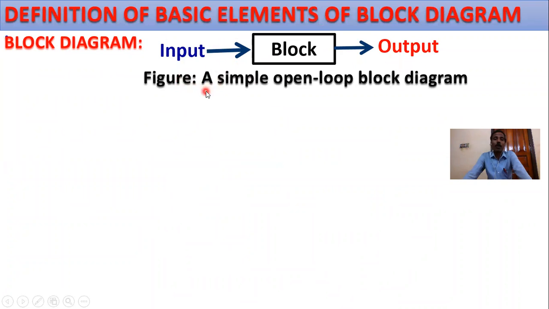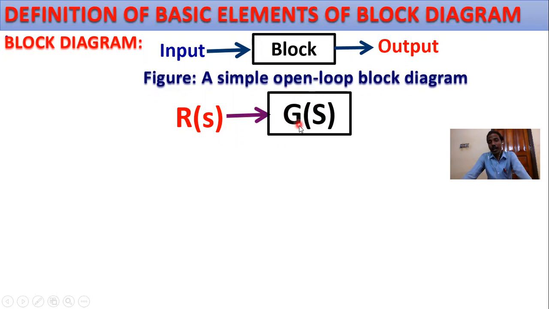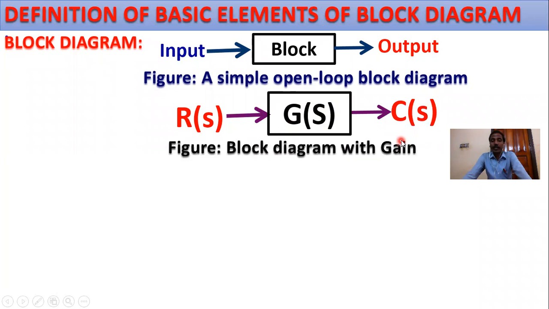This figure is a simple open loop block diagram, because there is no feedback information, just input, block and output. In control system language, the reference input is called R of S, and the block gain or system gain or plant gain is called G of S. And C of S is the controlled output or effect of the system. So this is the block diagram with gain.